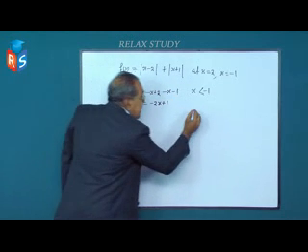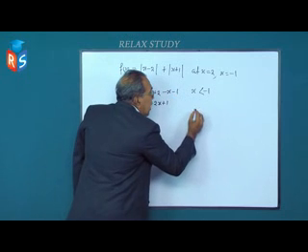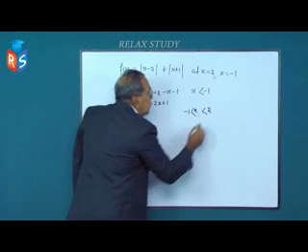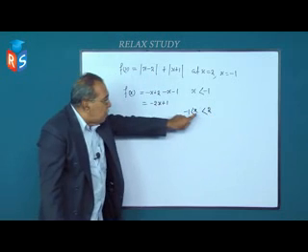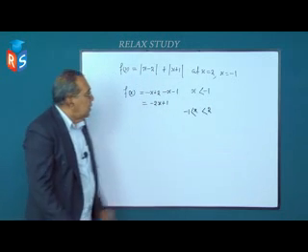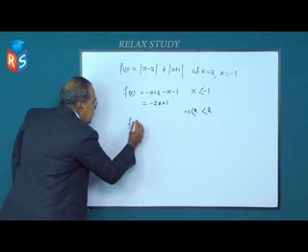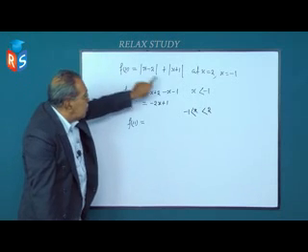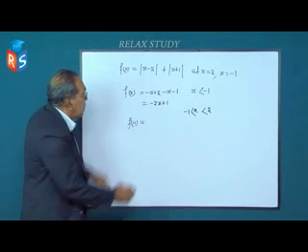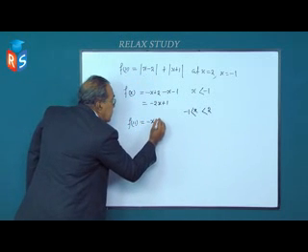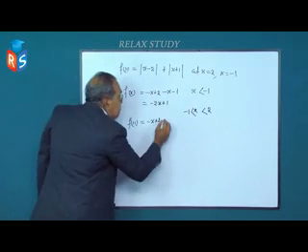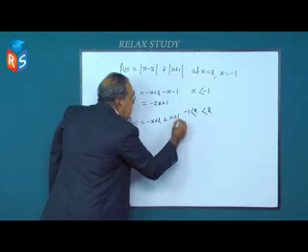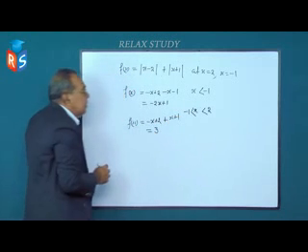And when -1 less than x less than 2, the value of x lies between -1 and 2. You get f(x) equal to, put any value here, say x = 0: x - 2 is negative, so -x + 2, plus x + 1 is positive, therefore x + 1. So the value is equal to 3.